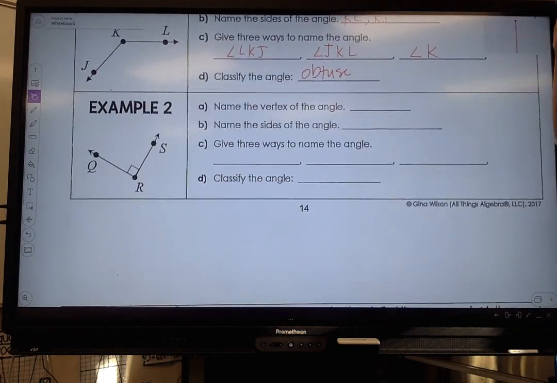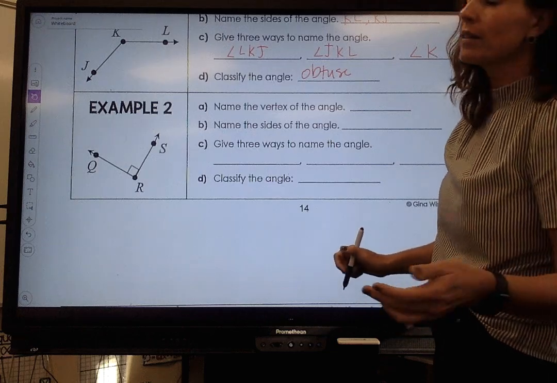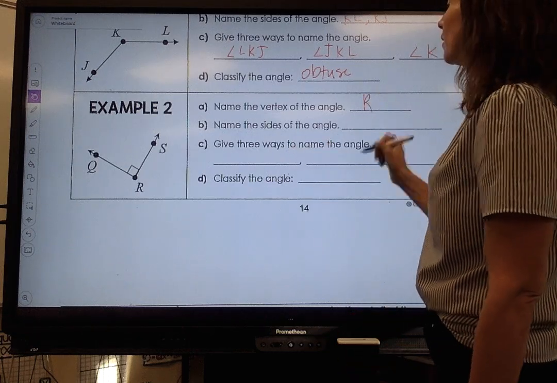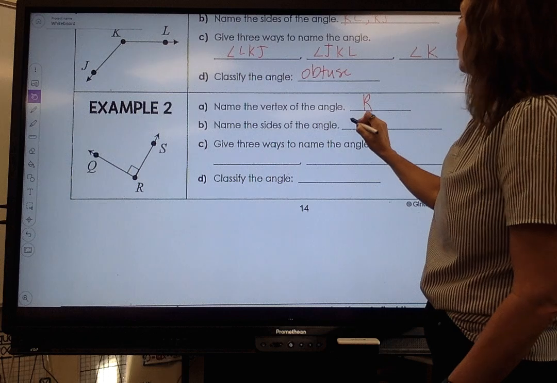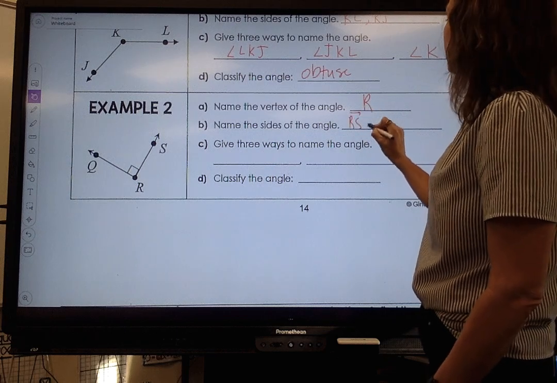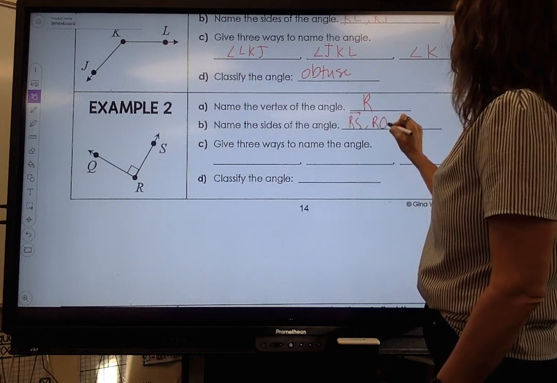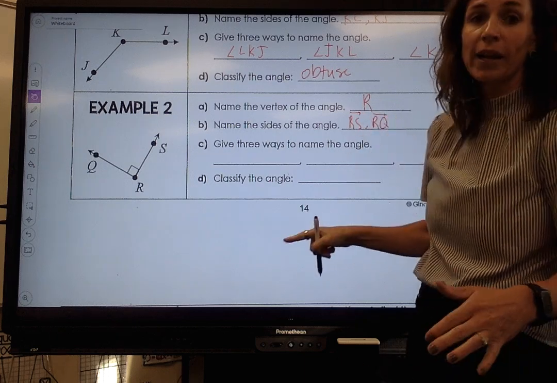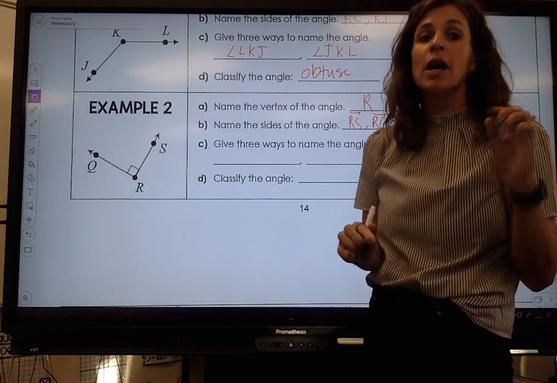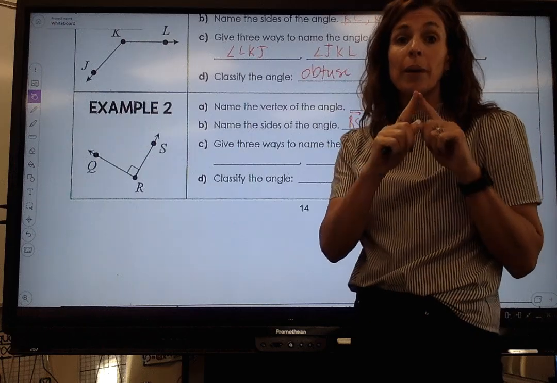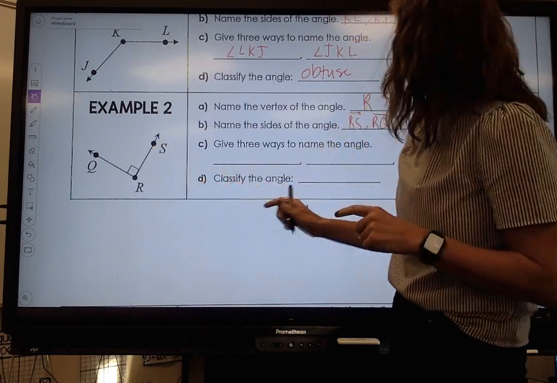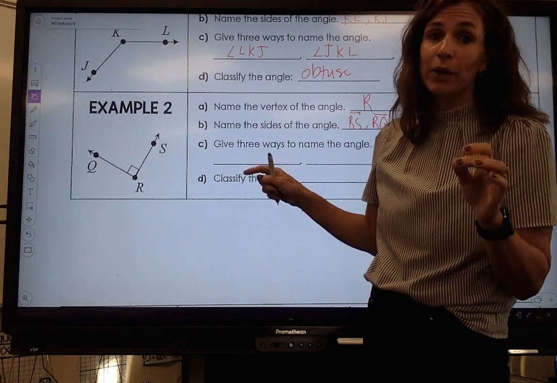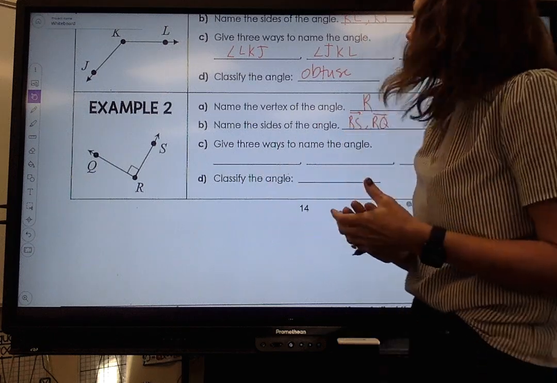On example 2, name the vertex of the angle. The vertex is R. The sides of the angle are going to be ray RS and ray RQ. Notice these are all uppercase letters. That's important, and I didn't talk about it. Uppercase letters are represented by a point. Because there are 2 points, both of these letters have to be uppercase, never lowercase.